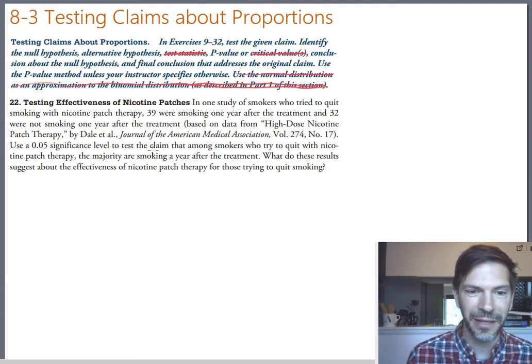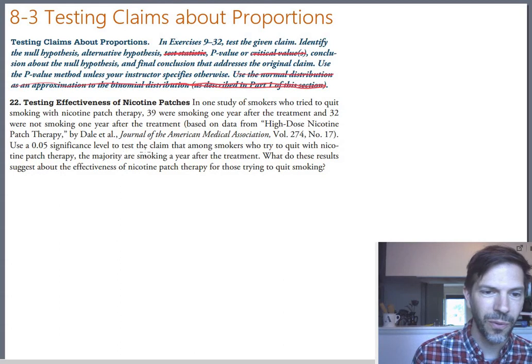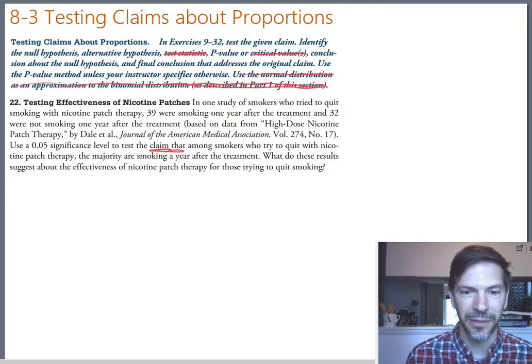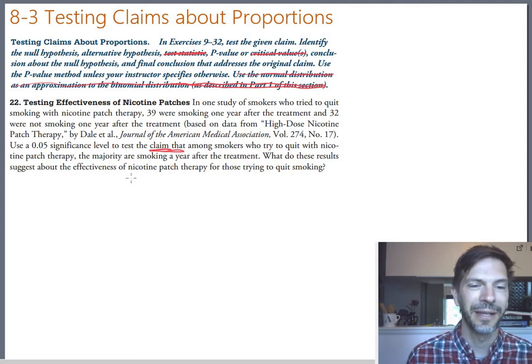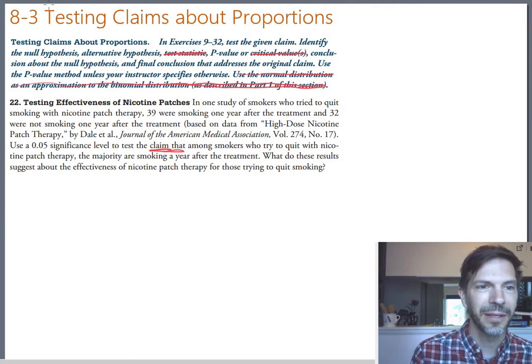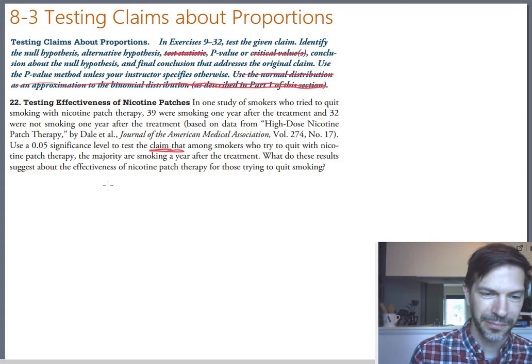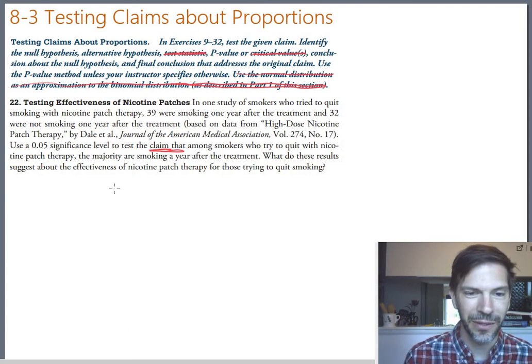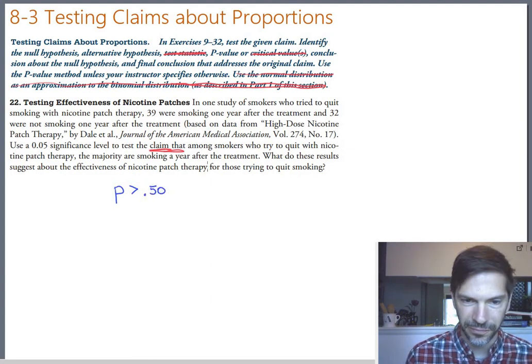To test the claim that, and here's the key phrase you are always wanting to start trying to find, is saying what is the actual claim. So test the claim that among smokers who are trying to quit with a nicotine patch therapy, the majority are smoking a year after the treatment. Most of the homework problems are going to give you an actual number, like 30% are still smoking or 80% are still smoking. The majority is one of the words that they expect that you understand. Majority means more than half. Not equal to half, more than half. So their claim there is about a proportion, and their claim is that the proportion is greater than 50%. And then they say, what do these results suggest?